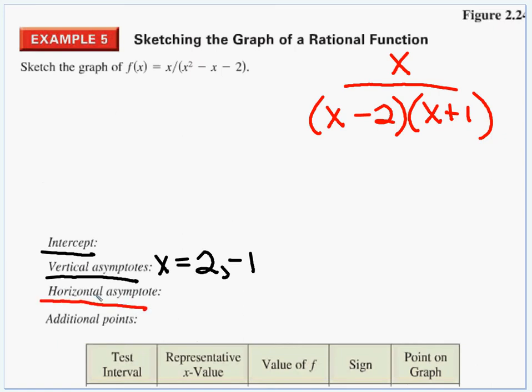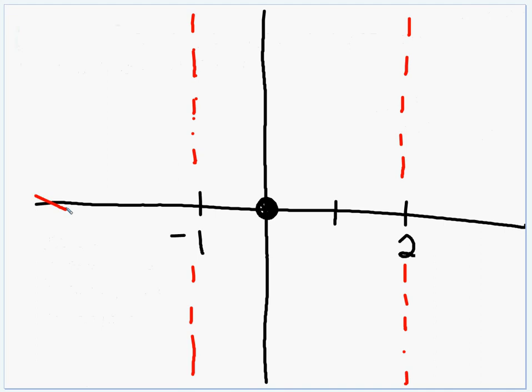Horizontal asymptotes. Let's go back to the original. It's x over x squared. The denominator is more powerful. That means the x-axis is a horizontal asymptote. Okay. Now we've got our one x-intercept, that's also a y-intercept.